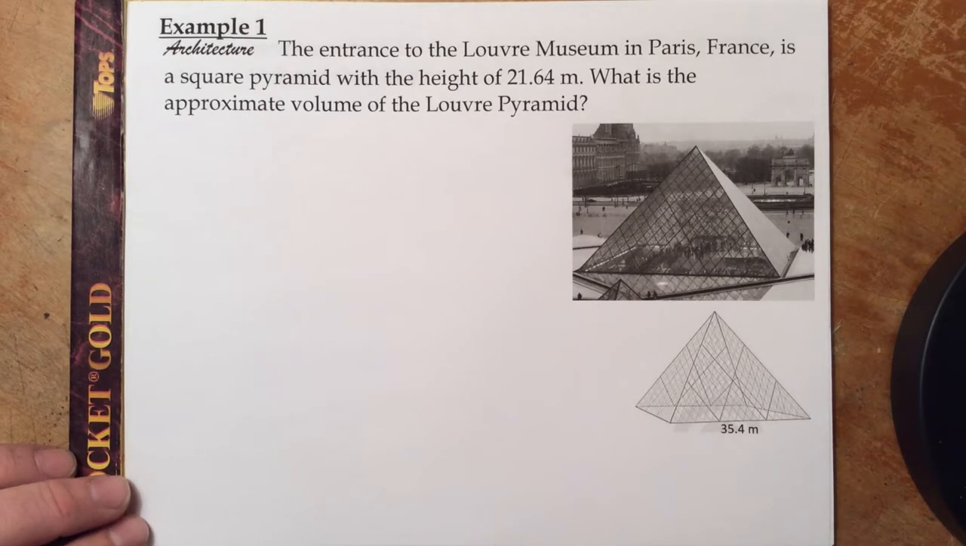These are examples for section 14.5, volume of pyramids and cones. Example 1, architecture. The entrance to the Louvre Museum in Paris, France, is a square pyramid with the height of 21.64 meters. What is the approximate volume of the Louvre pyramid?